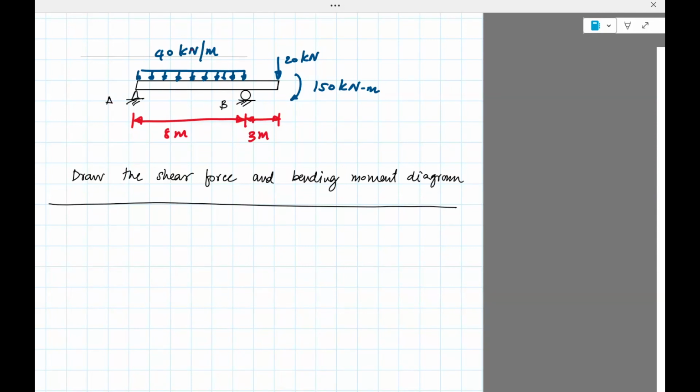Okay, so the first thing is let's compute the reaction forces at A and B. Without that, we cannot draw the shear force and bending moment diagram. So step one, let's draw a free body diagram.